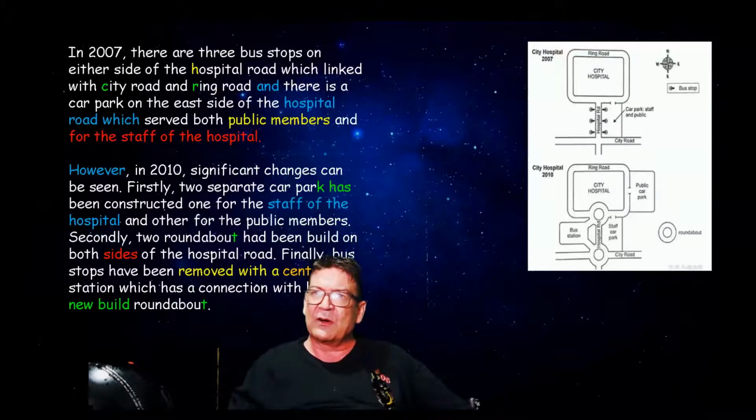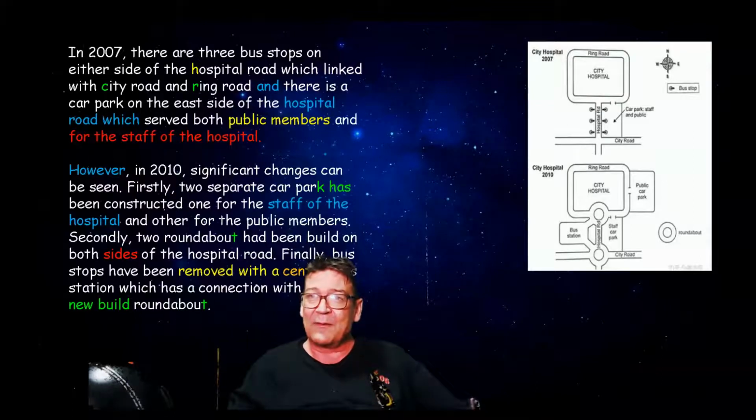And there is a car park on the east side of the hospital road. We've already said Hospital Road, which served both public members. Members of the public is what we say. Public members does not collocate. And for the staff of the hospital. You're not paraphrasing, you're making it longer. Well, of course it's the staff of the hospital. Where else? Who are the staff of the fast food restaurant next door?